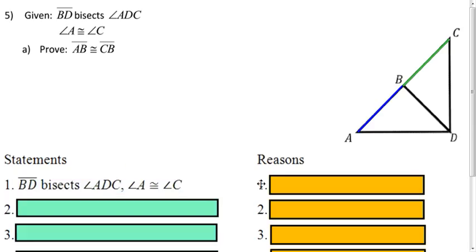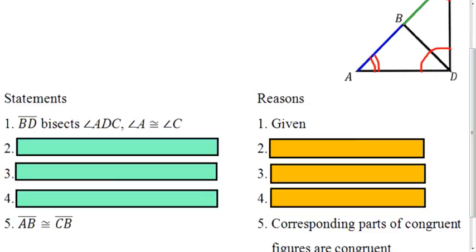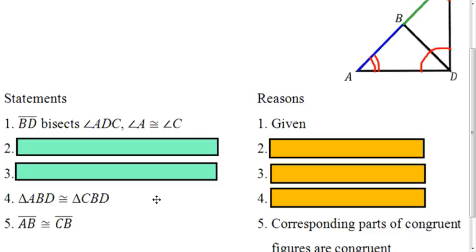So we have segment BD bisecting angle ADC. So we should be thinking about congruent angles here, because bisecting is going to cut those angles into two congruent ones. Cut that angle into two pieces, right? And they give us that angle A is congruent to angle C. And so we should be looking at the two triangles here, triangle ABD and triangle CBD. We want to show those are congruent because once we have them congruent, then we know that those corresponding sides are congruent. So our second to last step will be showing that those two triangles are congruent.